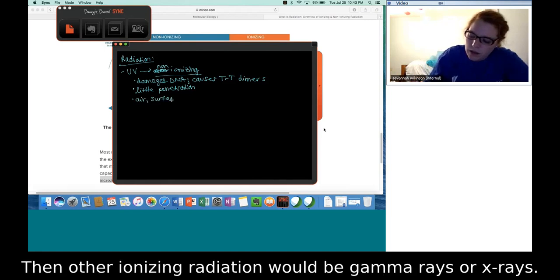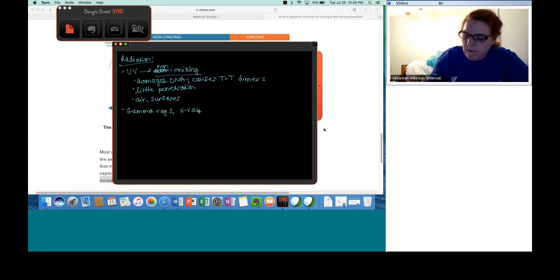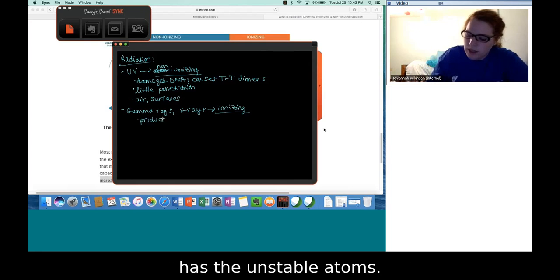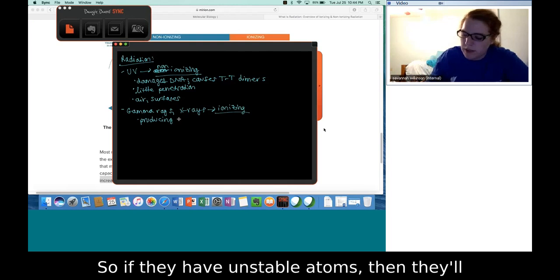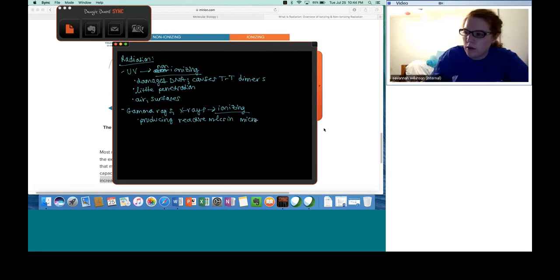Then other ionizing radiation would be gamma rays or X-rays. So gamma rays, X-rays, ionizing. Okay. So remember, the ionizing radiation has the unstable atoms. So if they have unstable atoms, then there'll be reactive molecules in microbes.